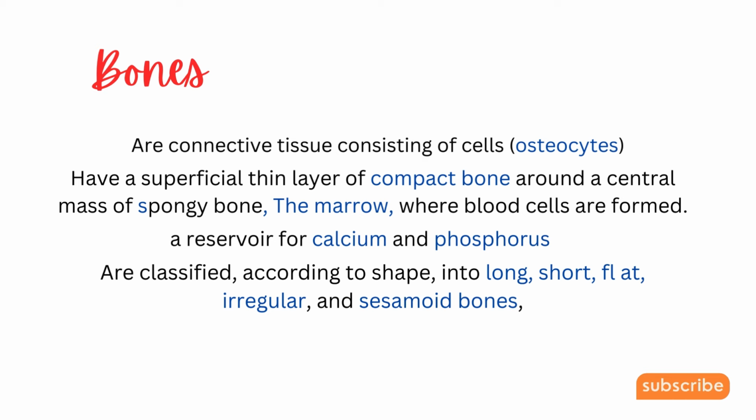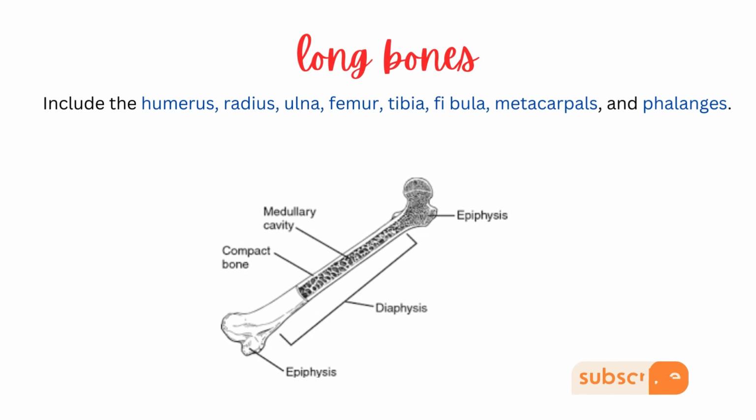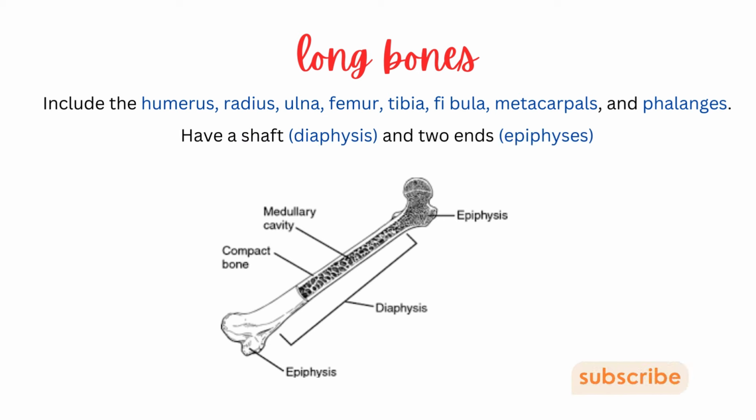Now let's discuss each of them in detail. Let's begin with the long bones. The long bones include the humerus, radius, ulna, femur, tibia, fibula, metacarpal, and the phalanges of the hand and feet, and they have a shaft which is termed the diaphysis and two ends, that is the epiphysis. The epiphyses are the upper end and the lower end of the bone, and the diaphysis is between the two epiphyses of the bone, which is marked over here.